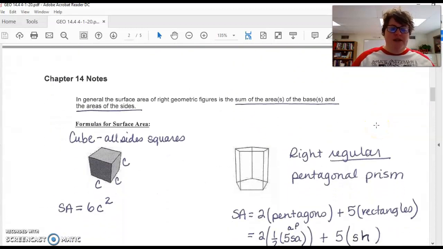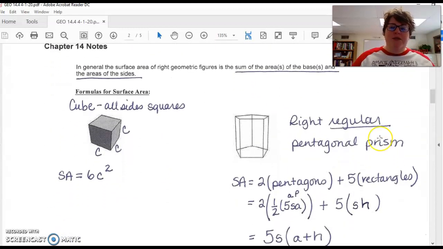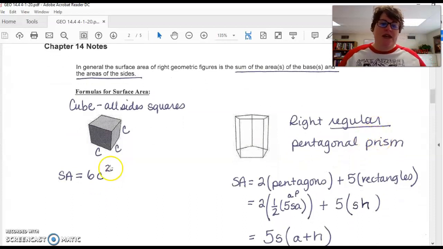So some other formulas as we look through here, a cube. Remember, a cube is special because all your sides are squares. It's not a rectangular prism, all the sides are squares. So if it's a cube, all the sides are the same. Okay, so your surface area is 6 times c squared. So the area of one square times 6.